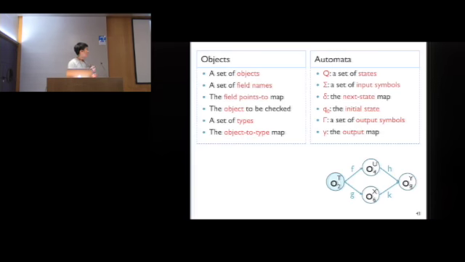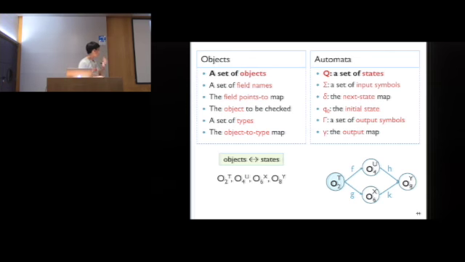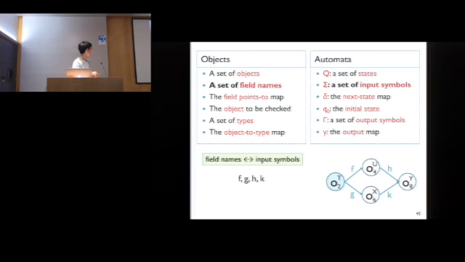Our key insight is that an object and its field points-to graph can be perfectly mapped to an automaton. So after we map objects to automata, we can connect these two problems. Let's use this field points-to graph of object O2 to see how we map it to an automaton. Firstly, these objects are mapped to the states in an automaton, and the field names are mapped to input symbols.